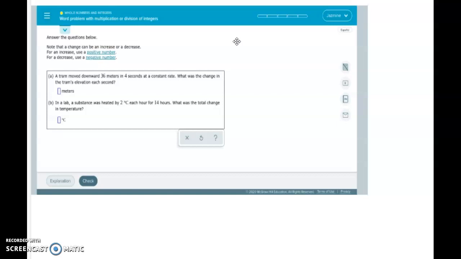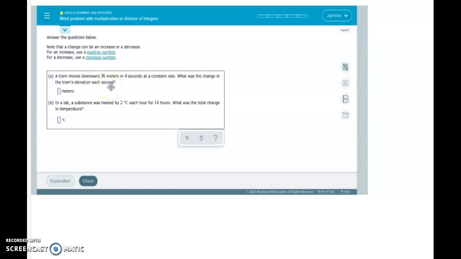For an increase, use a positive number. For a decrease, use a negative number. For both of these problems, it's an increase, so we don't need to use a negative number. For number 1, it says a tram moved downward 36 meters in 4 seconds at a constant rate. What was the change in the tram's elevation each second?